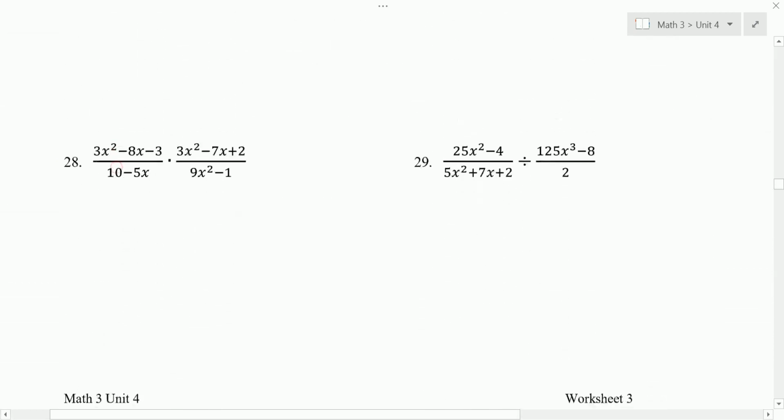And that's all I'm doing from this worksheet.